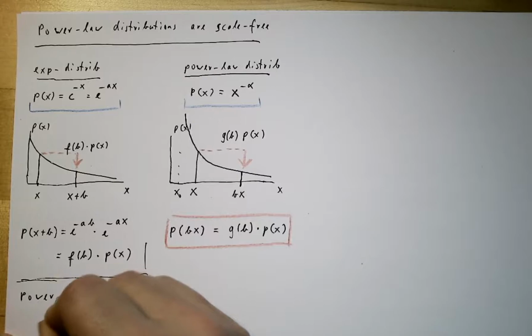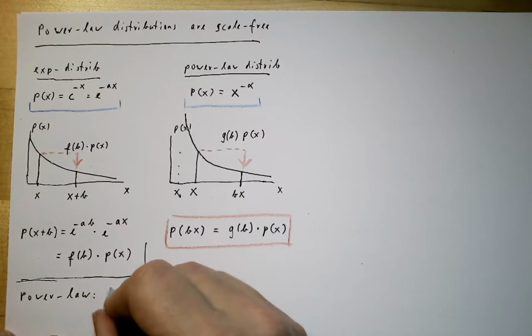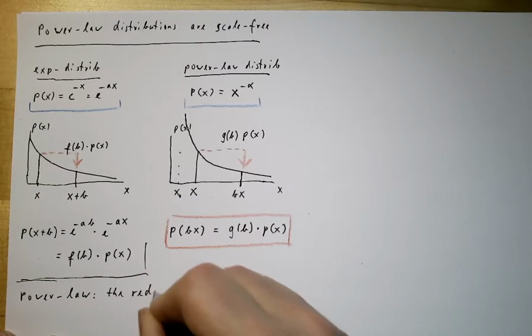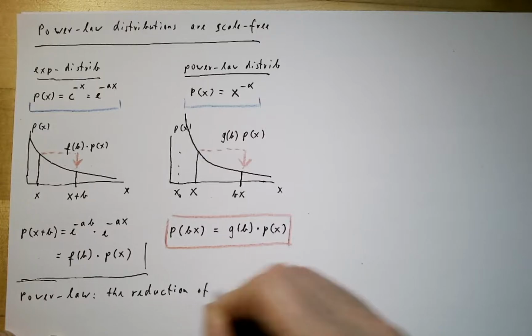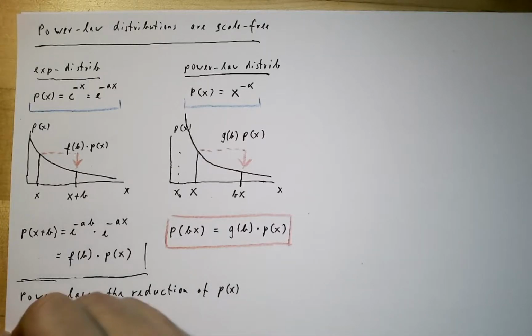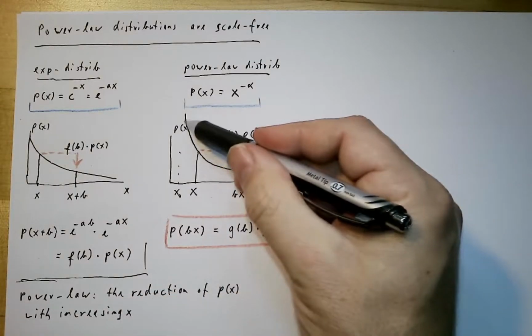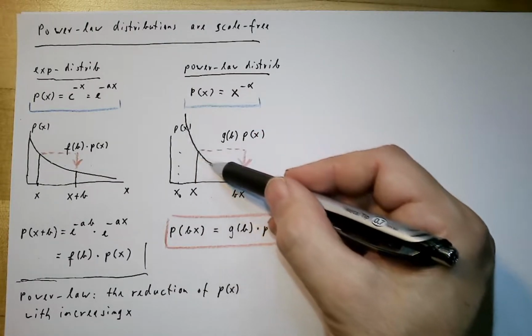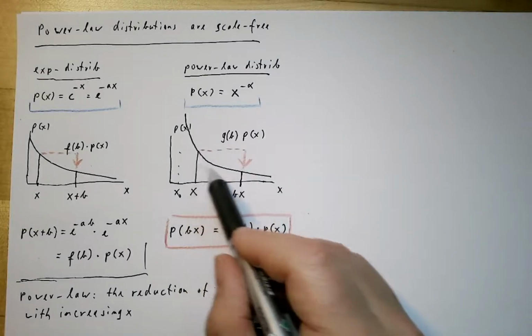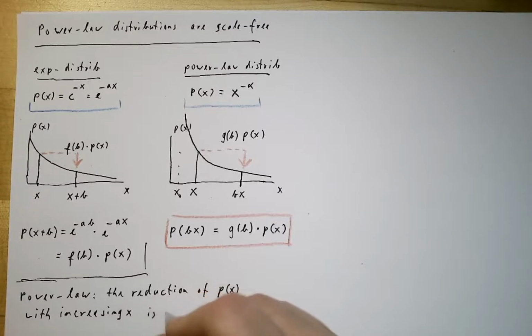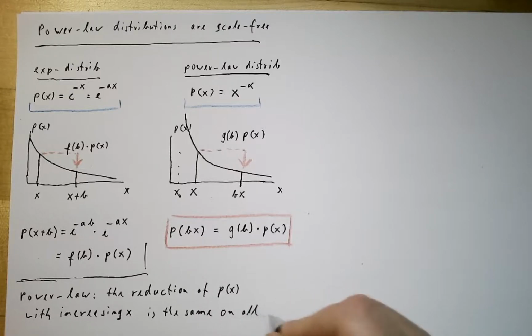So let's say a power law. The reduction of p with increasing x, so the reduction, the way the curve here is getting smaller and smaller when we go to the right, when we increase x, this reduction is the same on all scales for a power law distribution. And let's see what this means.